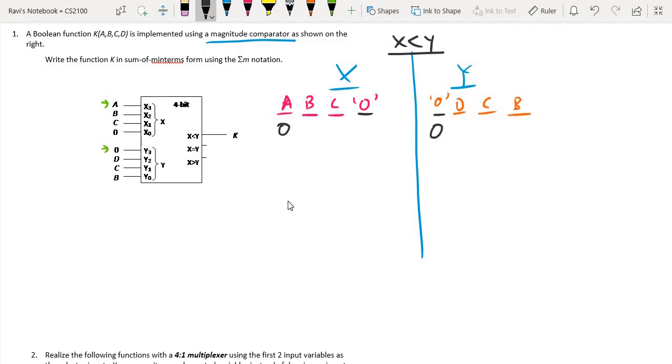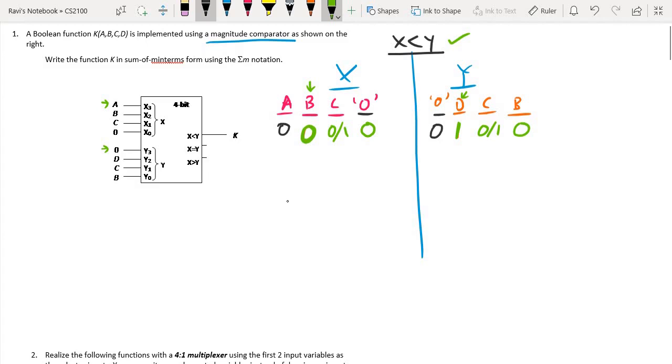Now let's look at the next bit. Now that the most significant bits are the same, for X to be lesser than Y, one possible combination is B is 0 and D is 1. Let me use the green color here. B is 0 and D is 1. If at this second bit X is already lesser than Y, automatically the condition is fulfilled. How about the other bits? Since B is 0 here, B will also be 0 over here. This last bit will also be 0, and C can be either 0 or 1. It makes no difference because at this bit position we already see a difference between B and D. So that is one possible combination where X is lesser than Y.